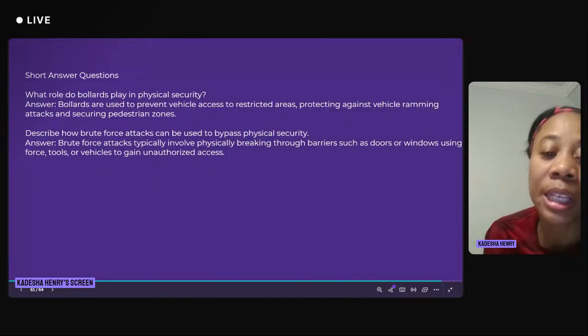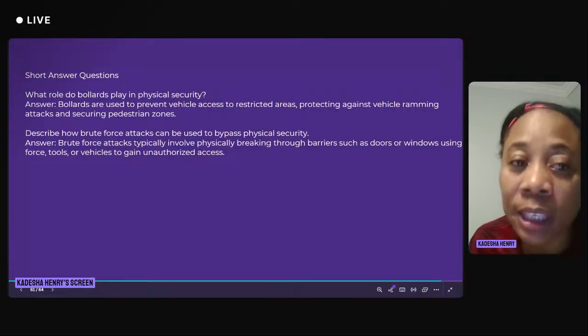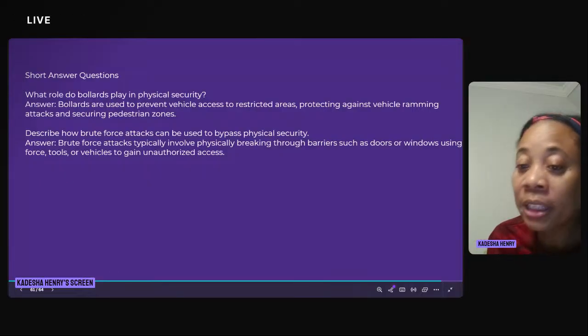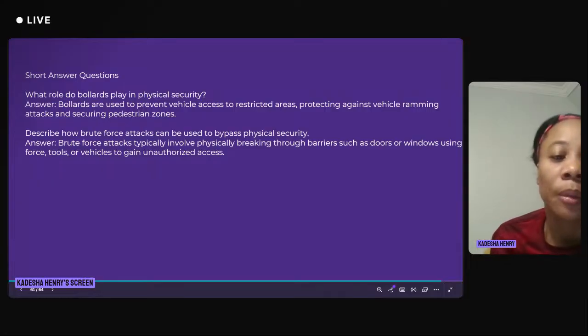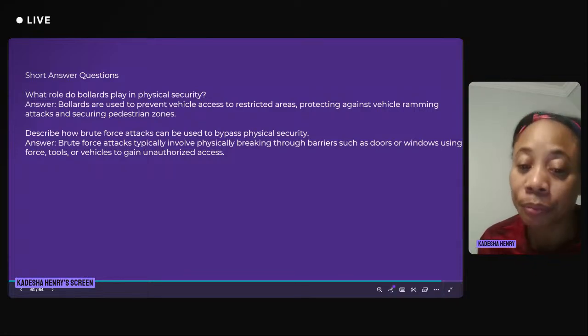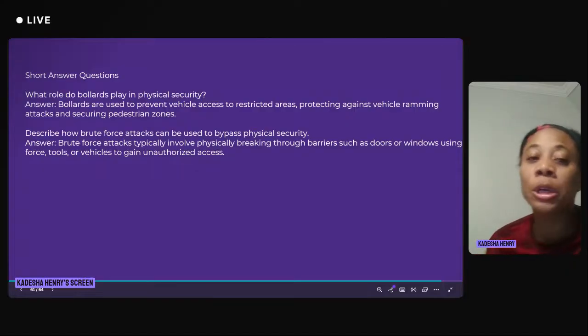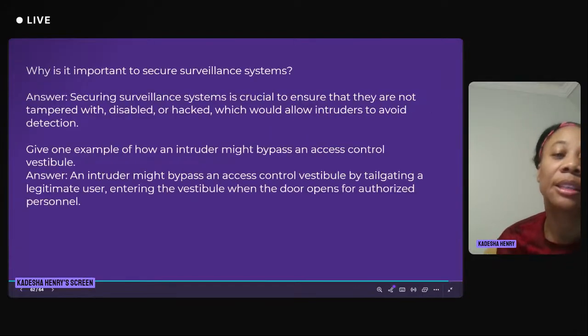Describe how brute force attack can be used to bypass physical security. Brute force attack typically involves physically breaking through barriers such as doors or windows, using tools, right? They use force and tools or vehicle to gain unauthorized access. So brute force is breaking through doors or windows by force, and they use certain kind of tools to gain unauthorized access.